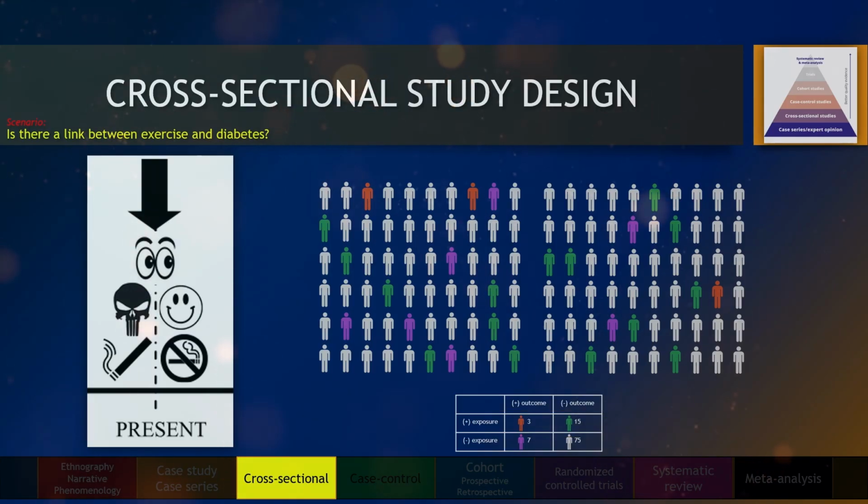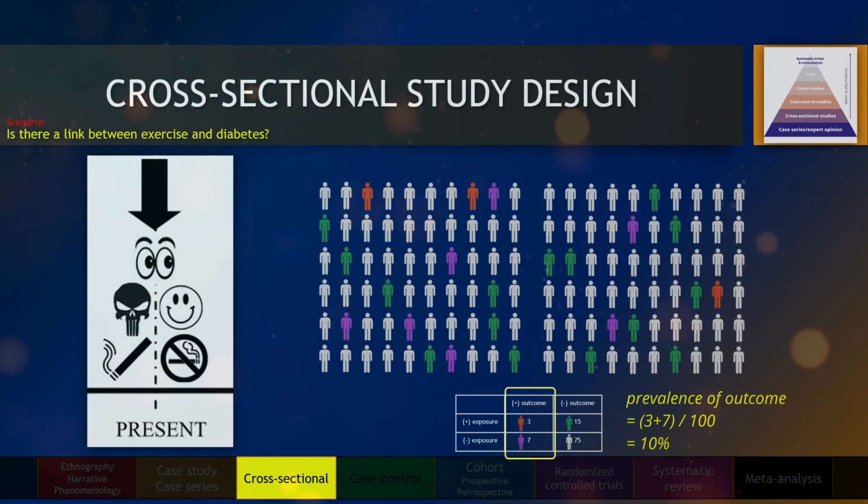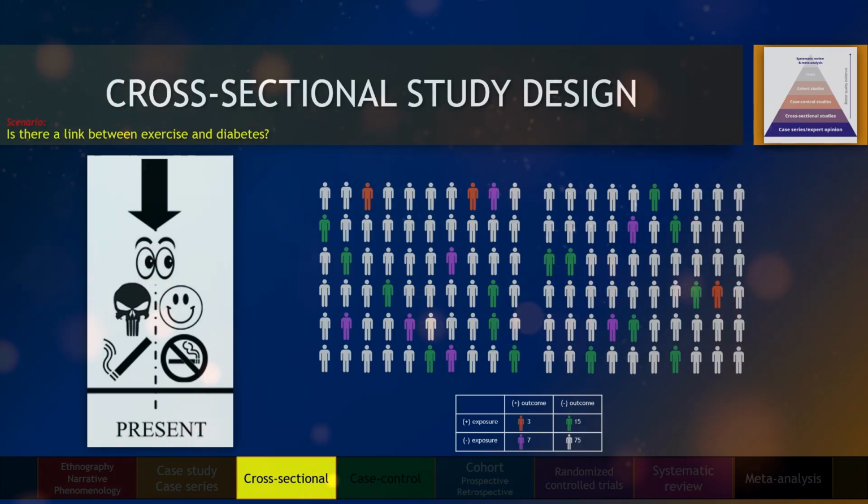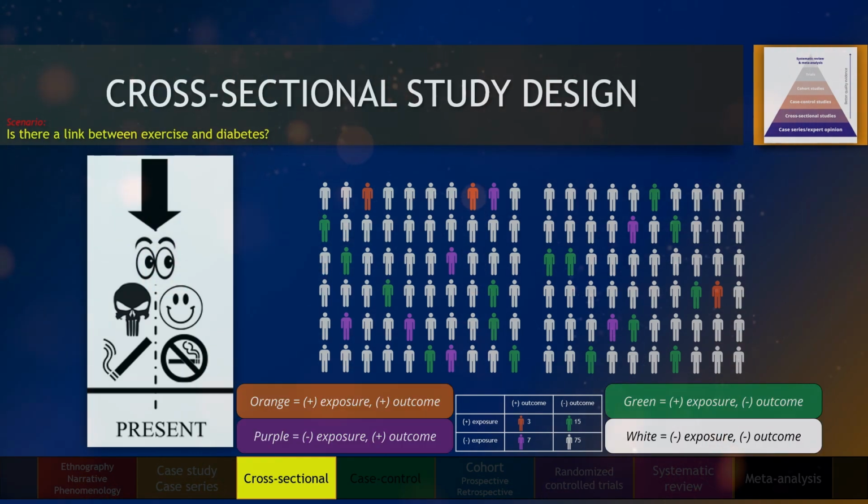We can also calculate the prevalence of the outcome, which is those with diabetes, as the sum of the orange and violet, or 3 plus 7, divided by the total population of 100, or 10%. There are still a lot of other values we can calculate just from the 2 by 2 table alone, which are beyond the scope of this lecture. Please remember the color coding convention, as we will use this across the other study designs.